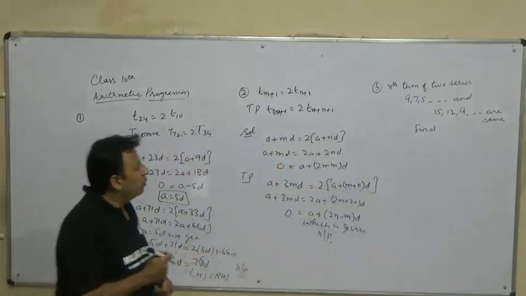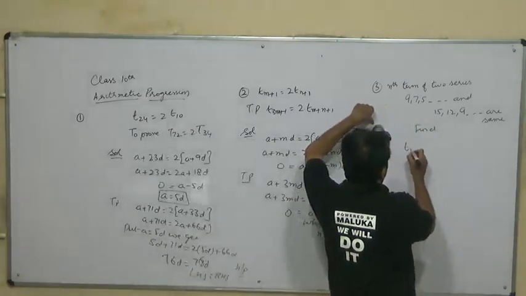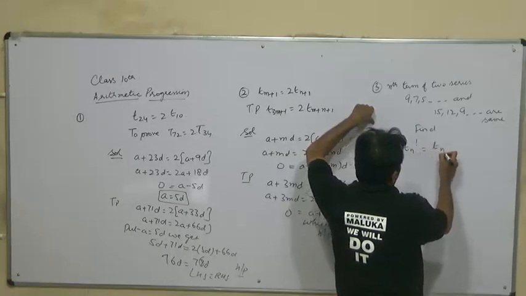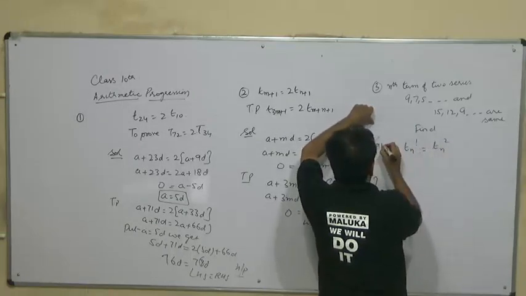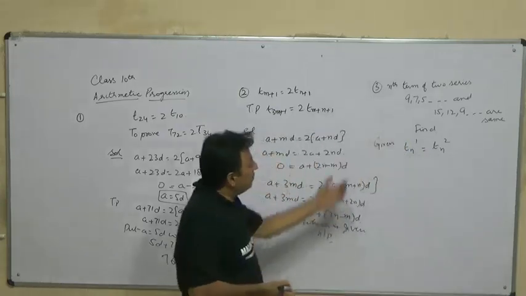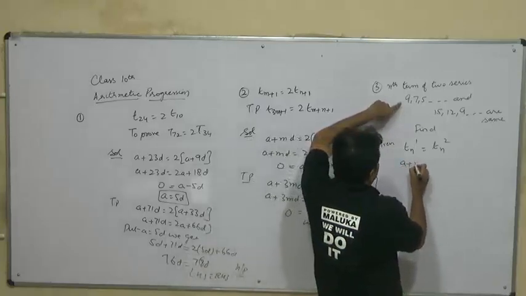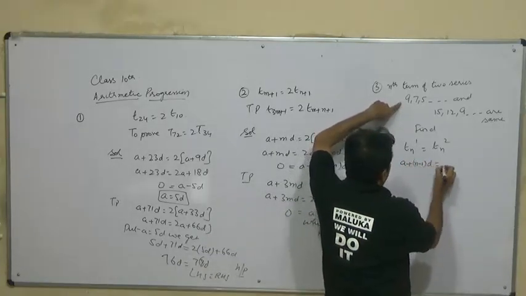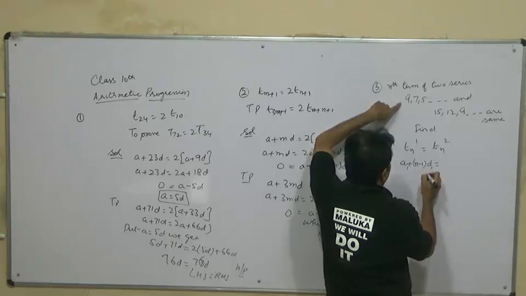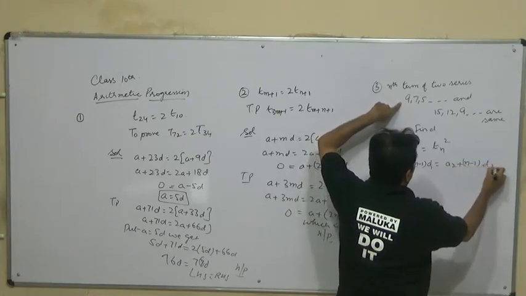So what we will do, for example, this is the first series, this is second series, Tn1 is equal to Tn2. This we are given, and n is same in both the cases. For the first series, what will be the Tn? This will be a plus n minus 1 into d, a1, d1, and for the second a2 plus n minus 1 into d2.